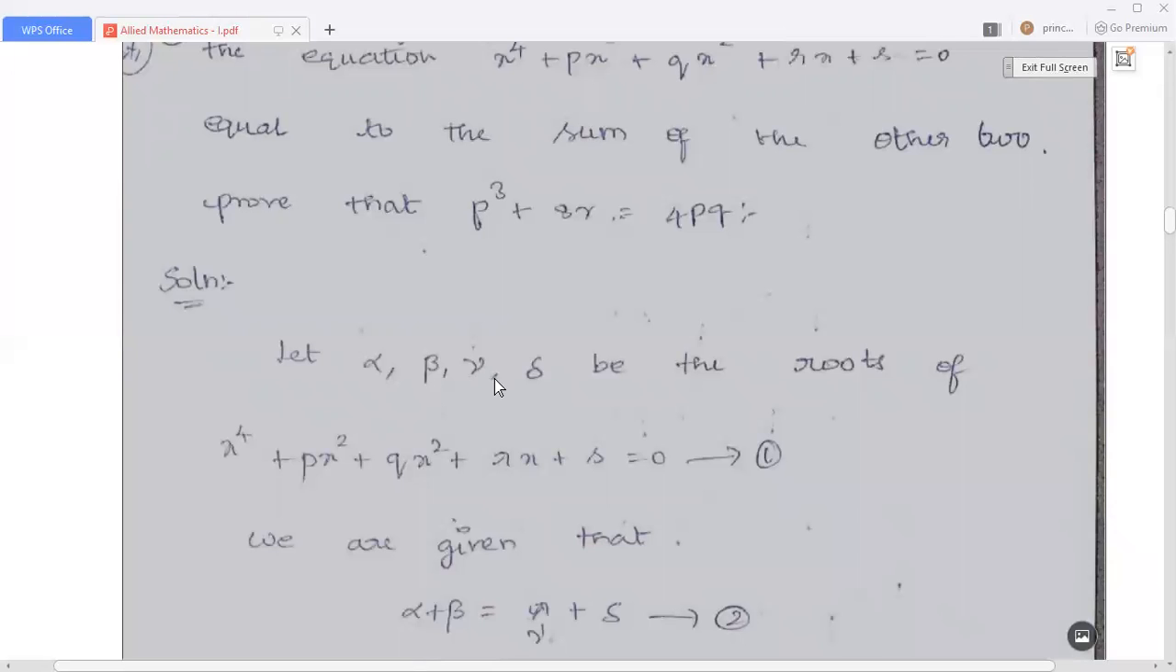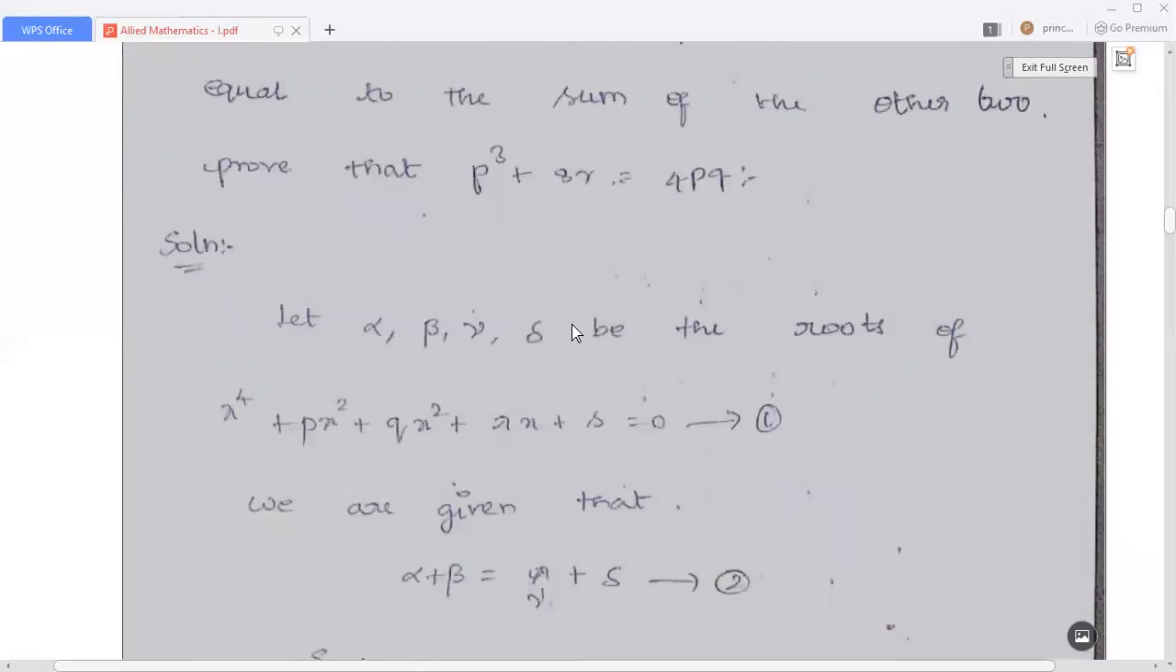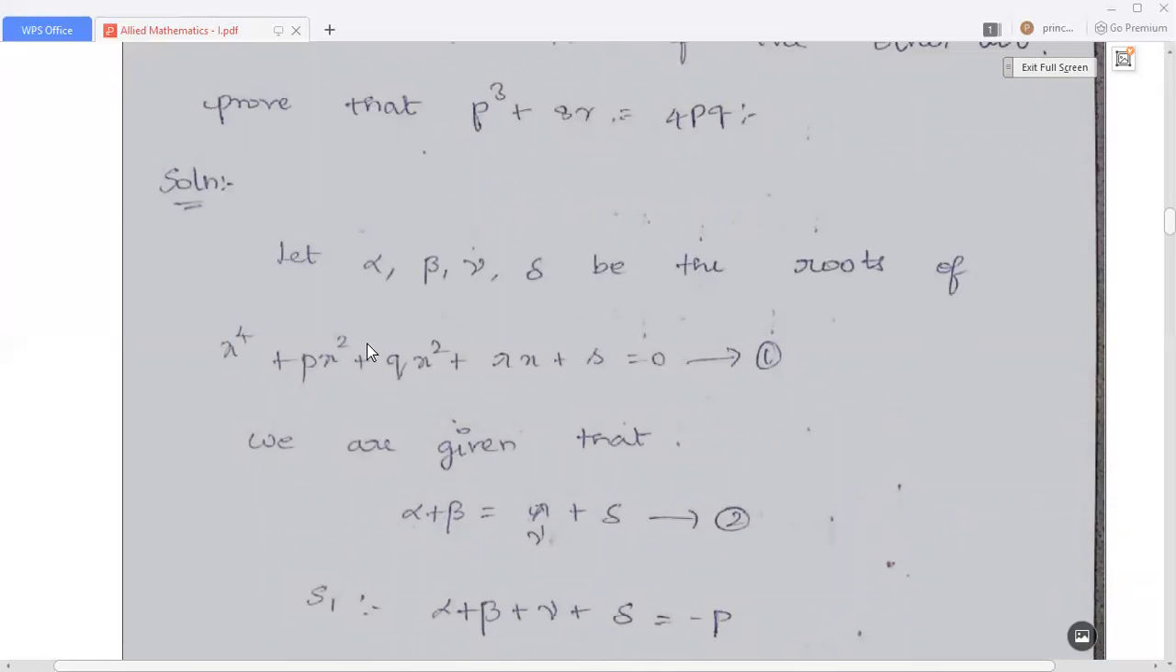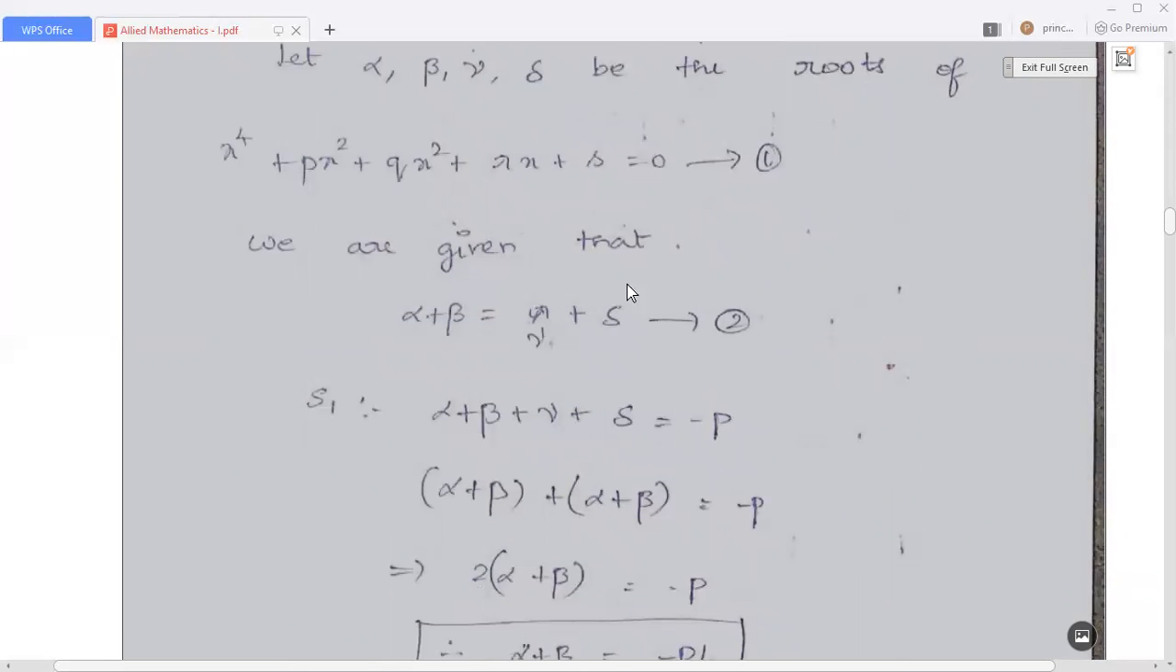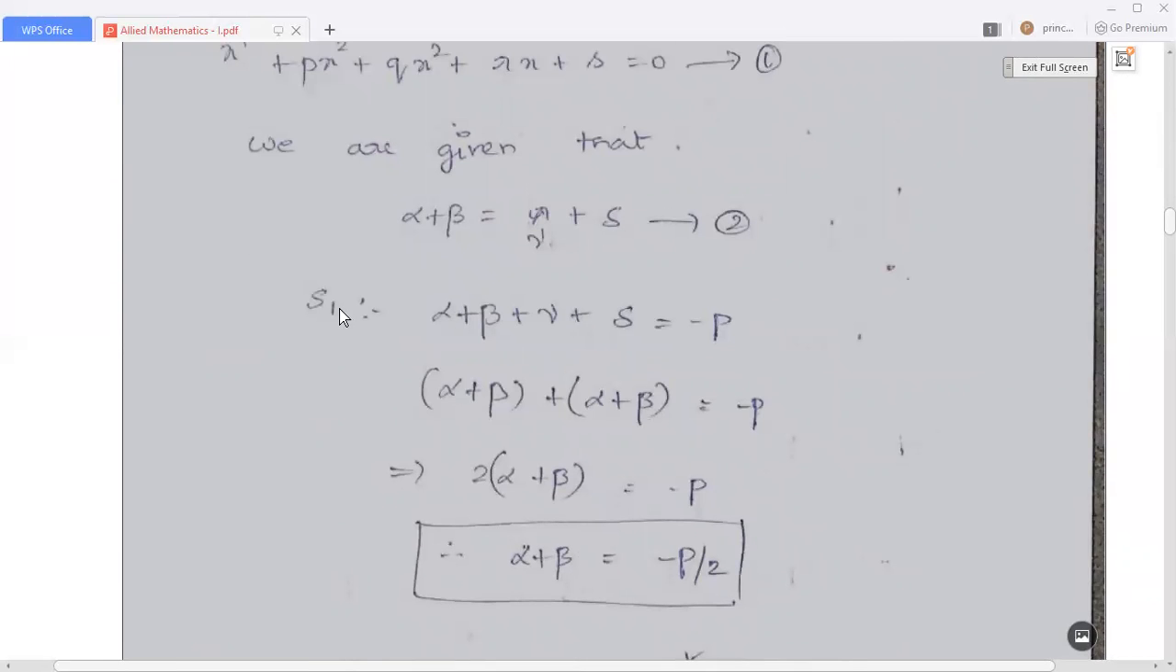Let alpha, beta, gamma, delta be the roots of the given equation x power 4 plus px cube plus qx square plus rx plus s equal to 0. This can be taken as equation number 1. We are given that alpha plus beta is equal to gamma plus delta. That can be taken as equation number 2.